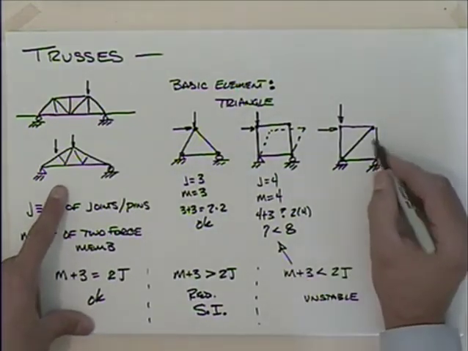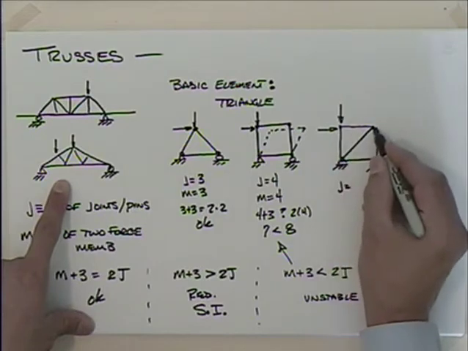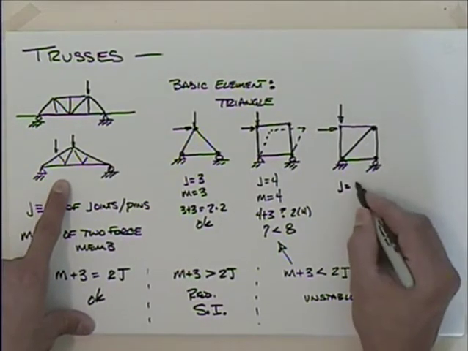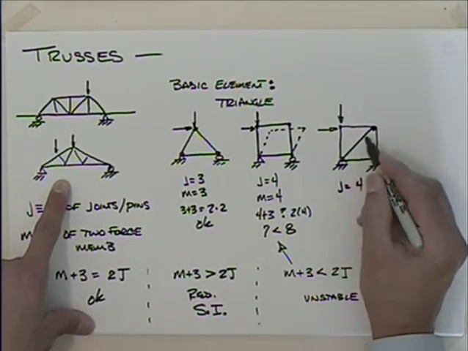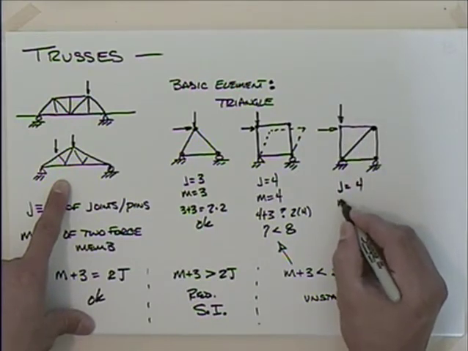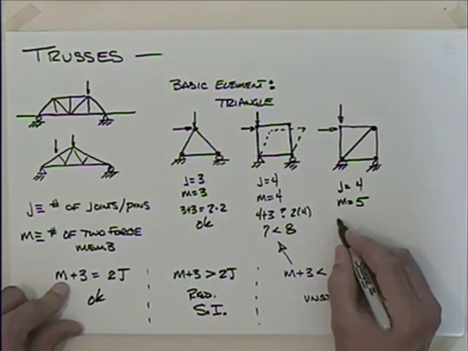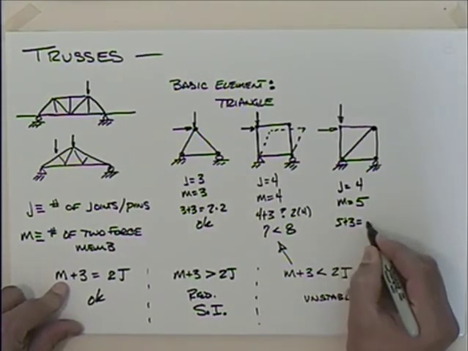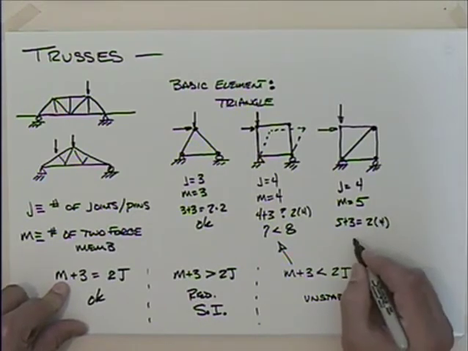And if I look at this one, what do we have? We've got the number of joints is, again, 1, 2, 3, 4. Okay, they're all pinned. Number of members, 1, 2, 3, 4, and then this fifth, the diagonal brace across this, so m is equal to 5. So when I look at m plus 3, 5 plus 3, is that equal to 2 times j or 2 times 4? It is indeed.